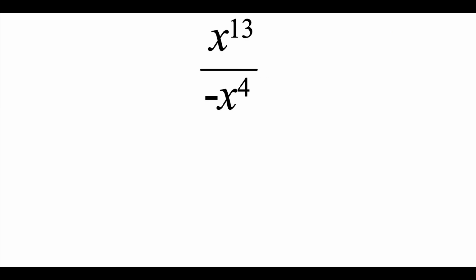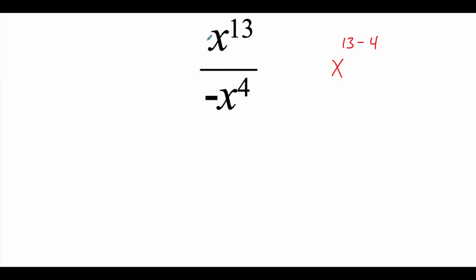Next one we're looking at, we have x to the 13th divided by negative x to the 4th. I'm going to ignore that negative for just a second and look at those exponents. We want to keep the base the same, but we want to subtract those exponents. Now let's bring that negative back in.